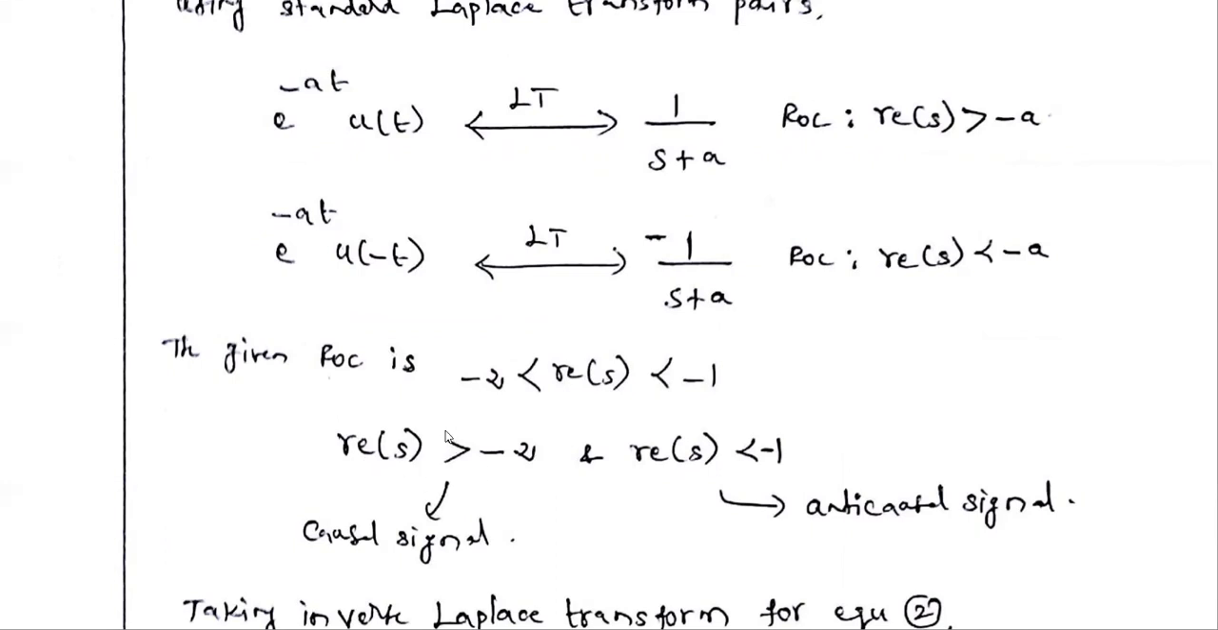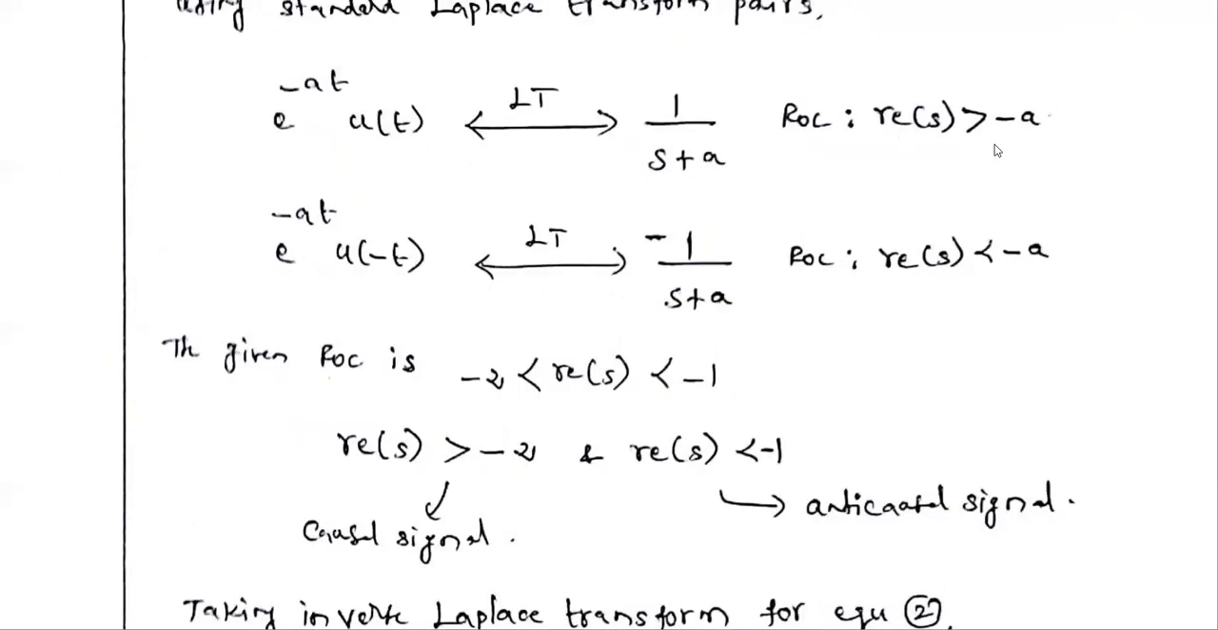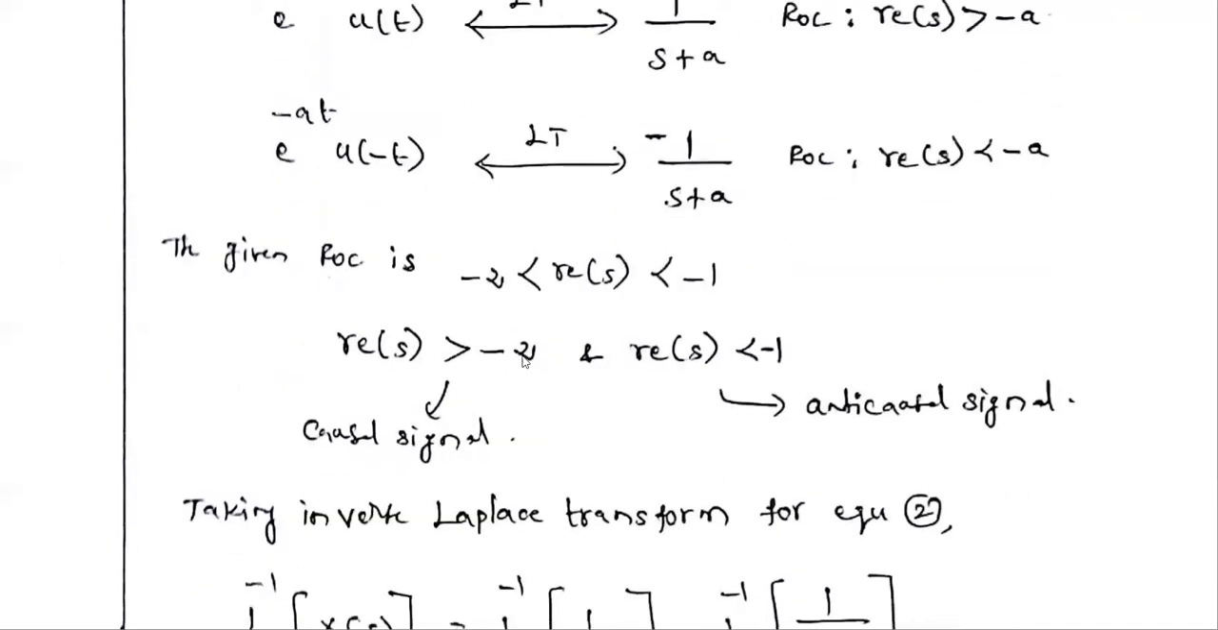I am splitting this total condition into two parts. One is real of s greater than minus 2, and the other can be written as real of s less than minus 1. Greater than some value means this signal is a causal signal. So for real of s greater than minus 2, the corresponding signal is a causal signal, and for real of s less than minus 1, this signal is an anti-causal signal.